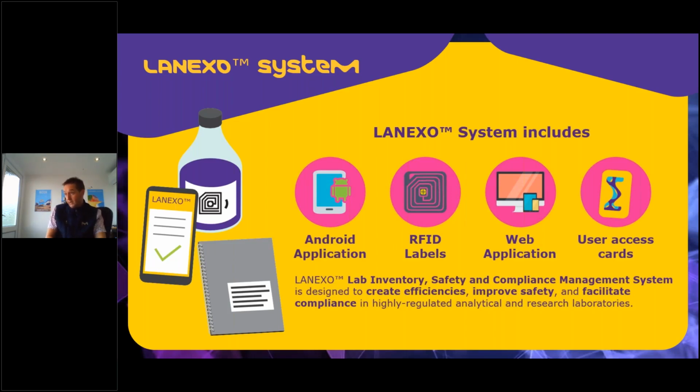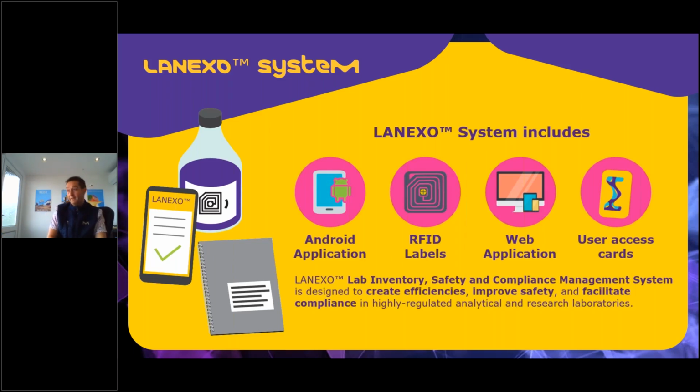Now, Lanexo is an inventory safety and compliance management system, and it's based around a mixture of hardware and software. So looking at Android applications, having a mobile device to scan and track and capture data digitally within a lab, using RFID technology and near field communication. And this is technology that we're actually pretty used to in our personal lives. It's what's in our phones when we pay using our phones.